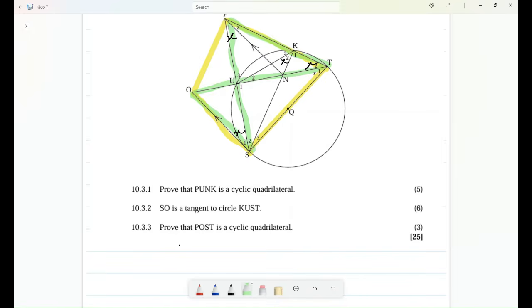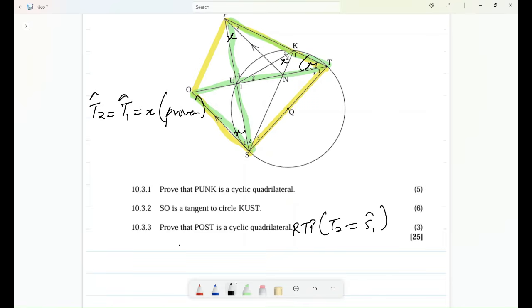I am done, because if this is my cyclic quad, if I'm trying to prove, if I can prove that angle S1 is equal to angle T2, then I'm done. Again, remember, this is very straightforward. I'm going to say angle T2 is equal to angle T1, which is equal to x. This one we have already proven. Again, in the last question, what they are required to prove is that angle T2 is equal to angle S1. If I can prove this, T2 equals S1, then it is a cyclic quad.